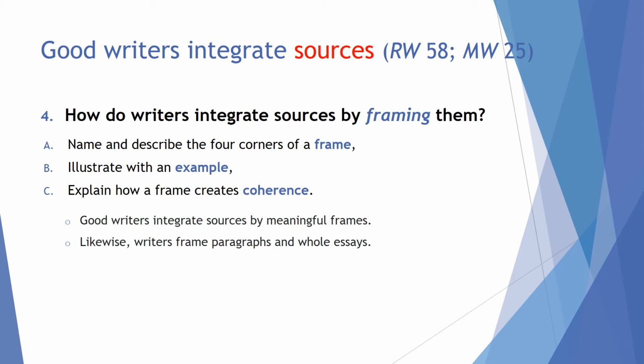Fourth, good writers know how to integrate their sources of information by attaching quotations to their own sentences and then framing the quotations. The fourth big question is, how do writers integrate sources by framing them? To answer sufficiently, you should be able to A, name and describe the four corners of a frame, B, illustrate with an example, and C, explain how a frame creates coherence. Good writers integrate sources by meaningful frames, and likewise, writers frame paragraphs and whole essays for significance.